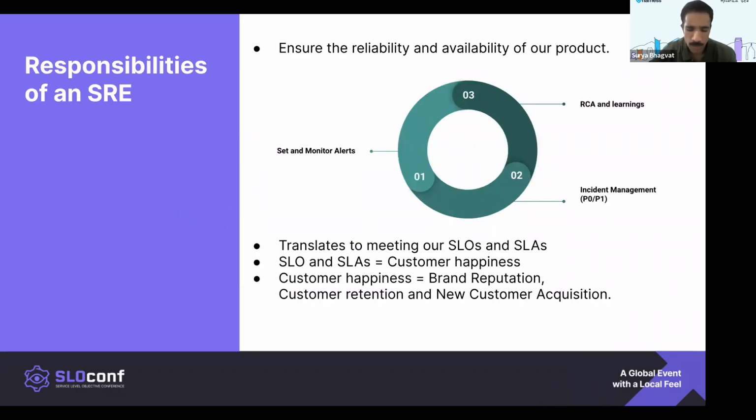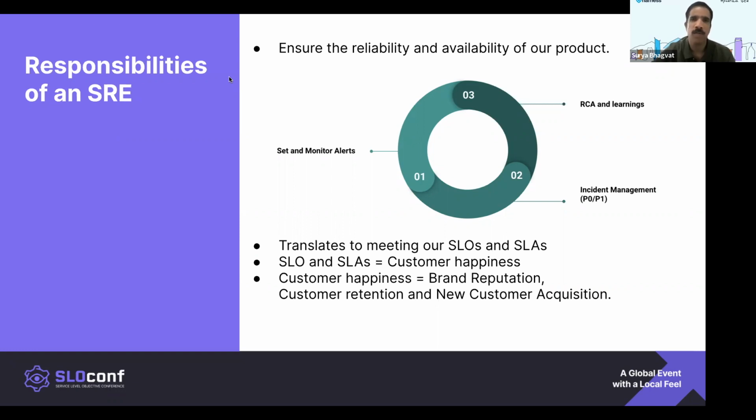If you take a look at what an SRE does on a day-to-day basis, the number one OKR, or the number one goal, is to ensure the reliability and availability of the product. So what do we do for that? We monitor the alerts. That's probably the most important thing an SRE does in conjunction with the engineering. Then when a P0 or a P1 alert comes, or even a customer says something is not working, you create an incident channel and run incident management, whatever tools you use. And then finally comes the RCA and the learnings.